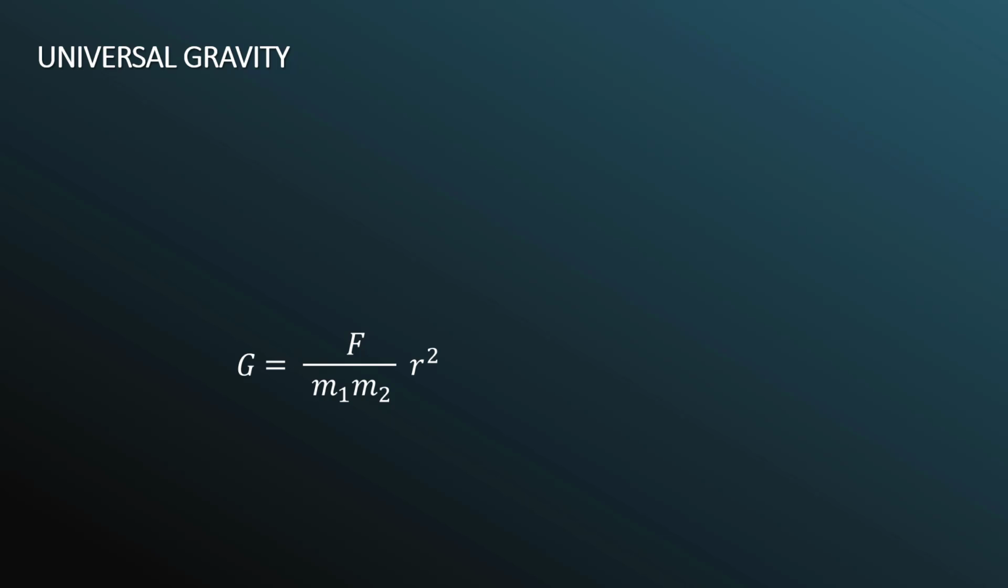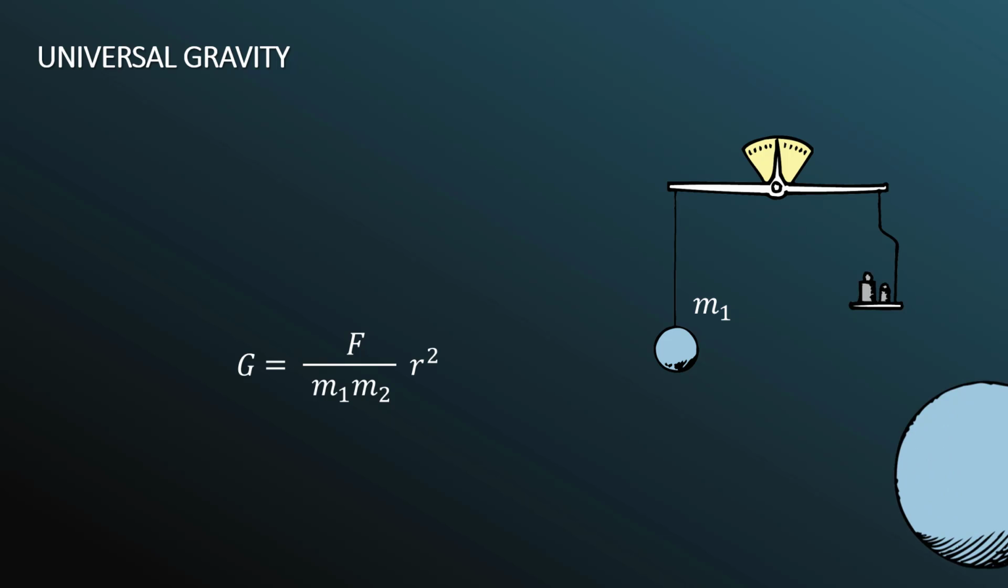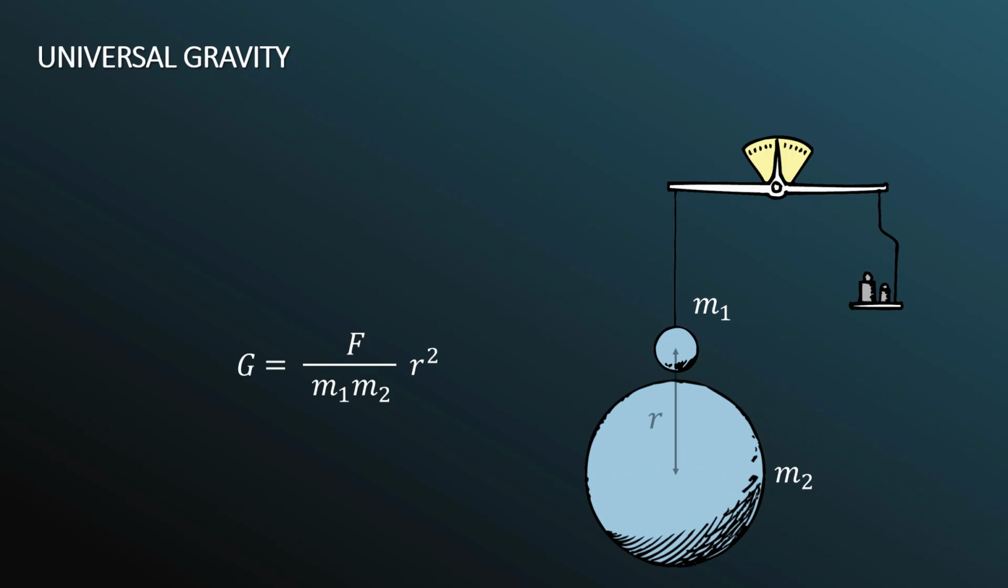Of course, I'm showing it in a very simplified form. Let's say we have a scale, and on the left side is mass 1. On the right side is some amount of weight that allows the scale to be balanced. A large mass is rolled in, and the distance between the two masses is r. Well, m2, because it has so much mass, pulls down on m1. Therefore, the scale is no longer balanced.